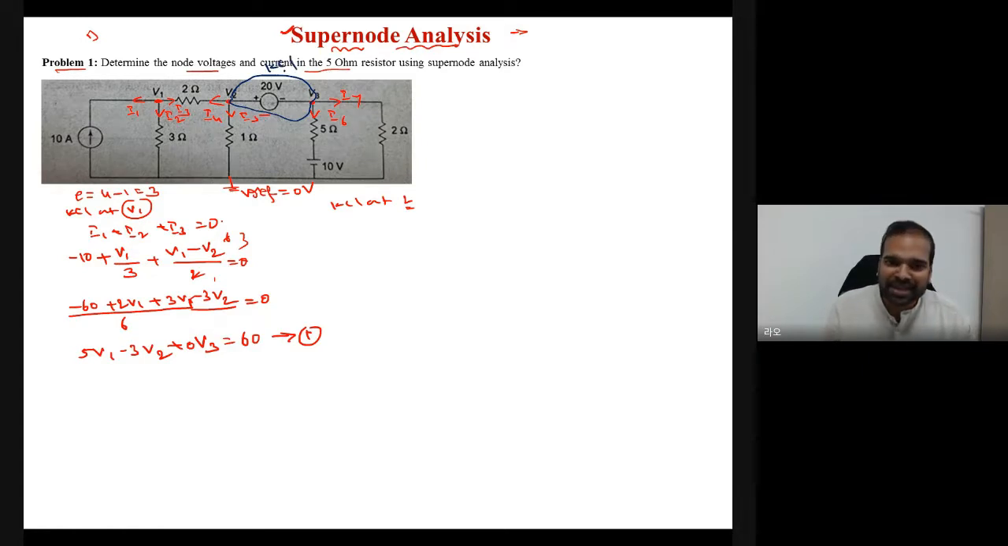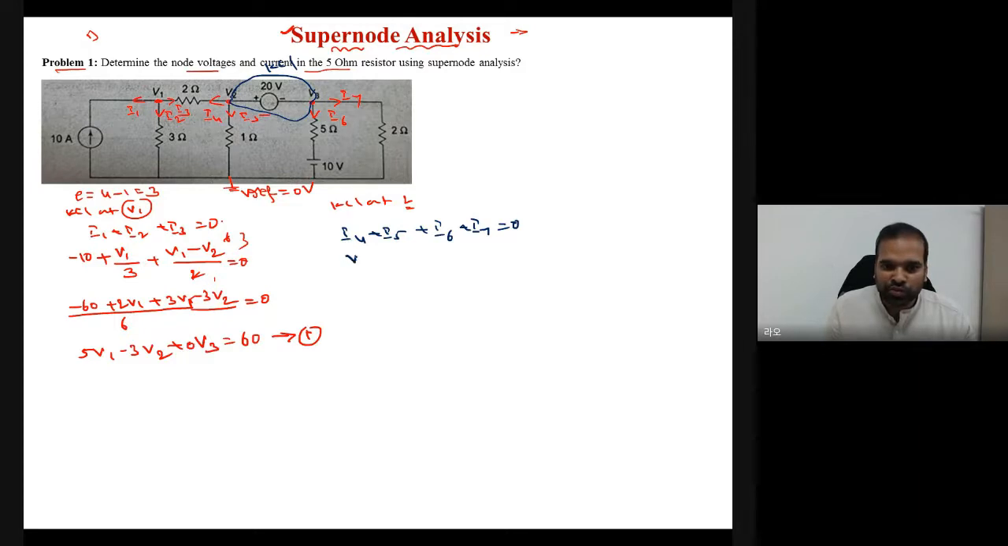Before applying KCL at this super node, you need to consider the current leaving. So I already consider I4 is leaving to this, I5 is leaving towards this 1 ohm resistor, I6 is leaving towards 5 ohm, and I7 is leaving towards 2 ohm resistor. Okay, so therefore I can write I4 plus I5 plus I6 plus I7 equal to what? 0.